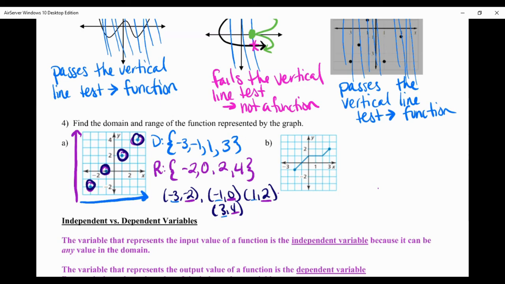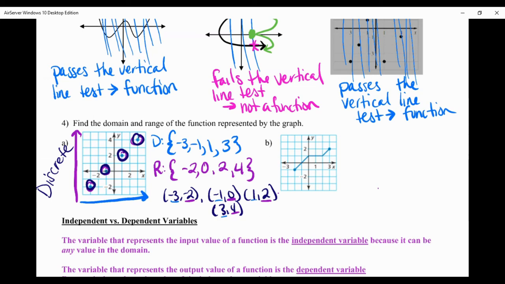Now, for A, that's an example of a discrete domain and range. Discrete means it's those specific values and it's not including the values that are in between those specific values. The domain is -3, -1, 1, and 3, and that's it. The range is -2, 0, 2, and 4. That's it. Okay, that's an example of a discrete domain and range.